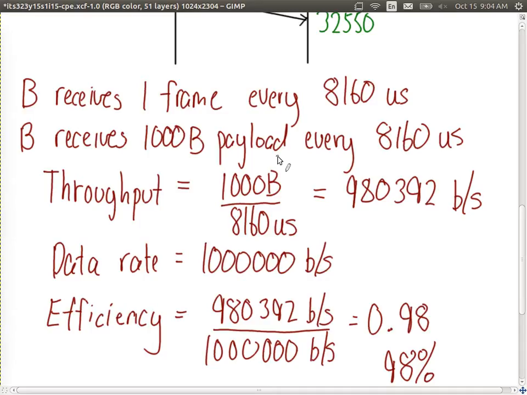With this protocol, we deliver payload to destination B with an efficiency of 98%, meaning 98% of the time B is receiving payload. 2% of the time, what's B receiving? For 2% of the time, what's happening? It's receiving header. That is, from the user's perspective, the header is not of any use, so we don't count that towards the throughput. That was our first protocol, but then we modified it.